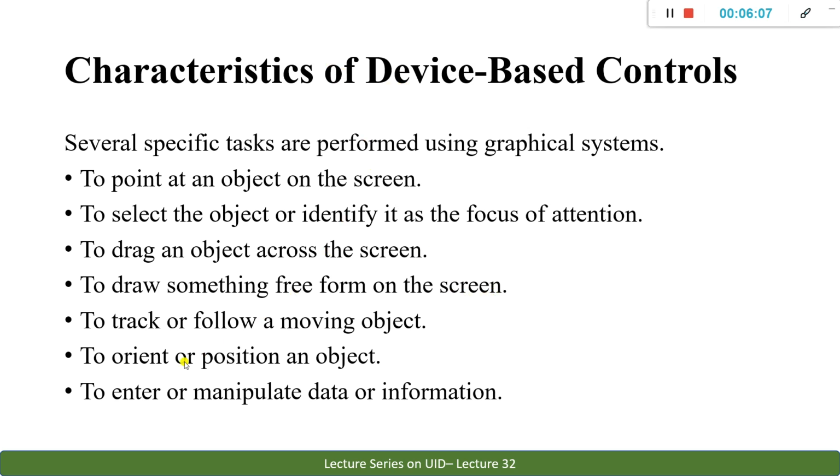Next point is to orient or position an object. It should be capable of orienting and positioning an object. It should keep an object somewhere. It should select it and go and keep it somewhere. Last thing that it should be capable of doing is to enter or manipulate data or information. It should be capable of manipulating any data or information. So we'll see different devices that can perform these things.